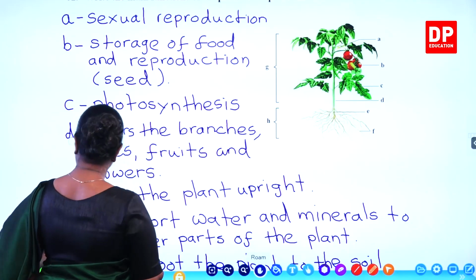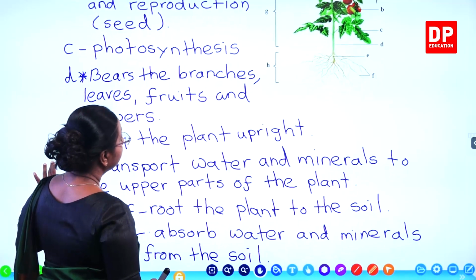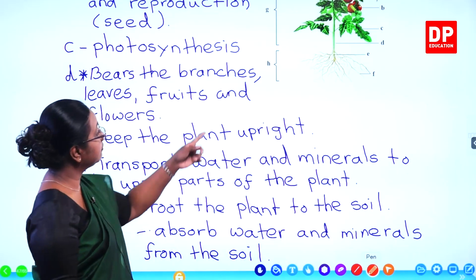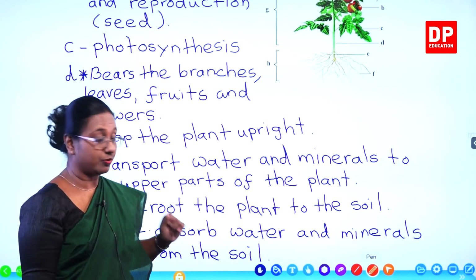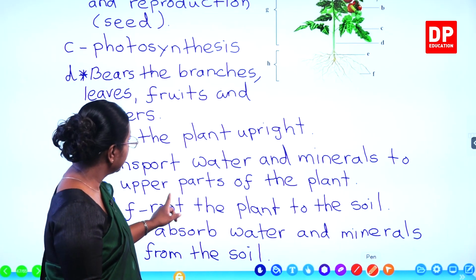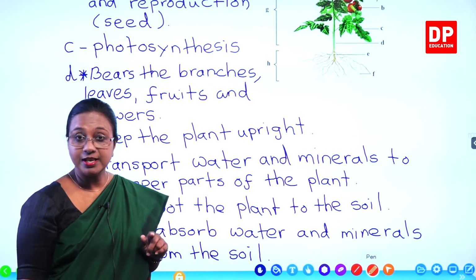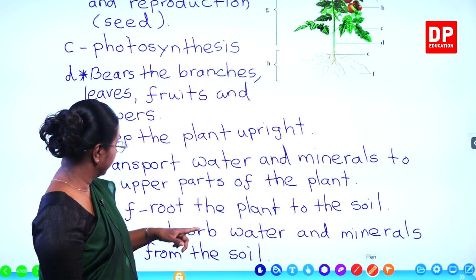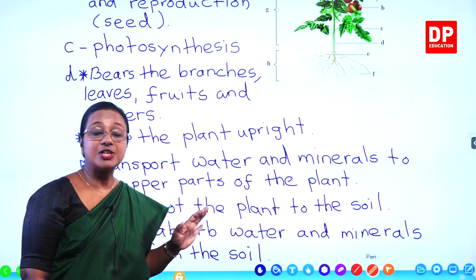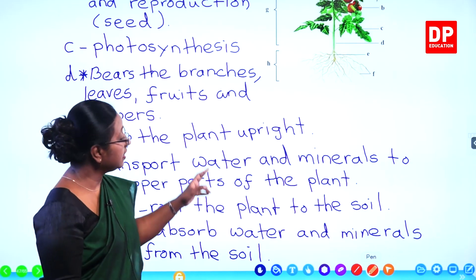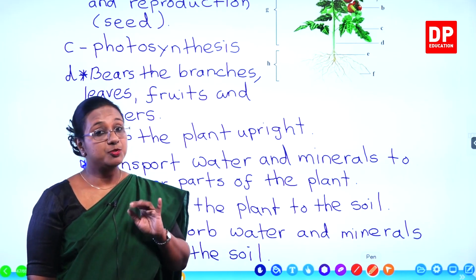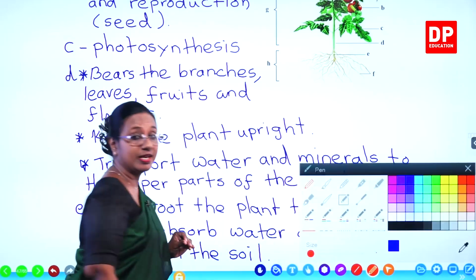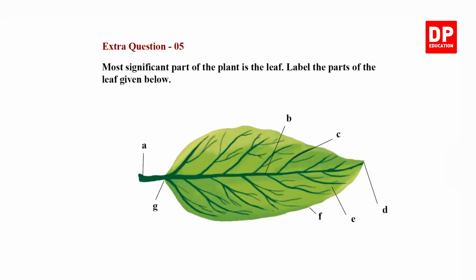Then if we look at the part E and F, tap root and the lateral roots. So they are responsible to root the plant to the soil or fix the plant to the soil and absorb water and minerals from the soil. So those are the main functions of the different parts of the plant. I am sure you were also able to write it correctly. So with that, students, I will move on to the next question.